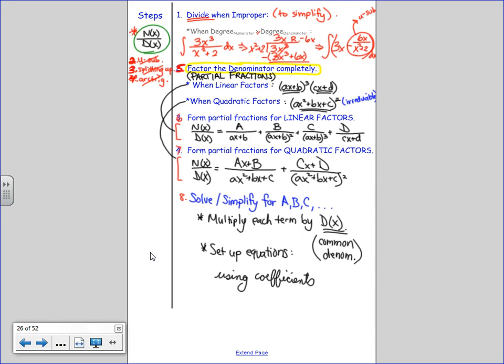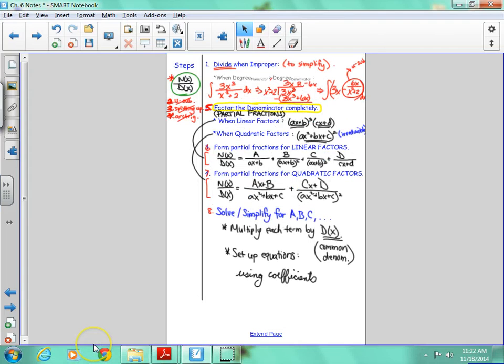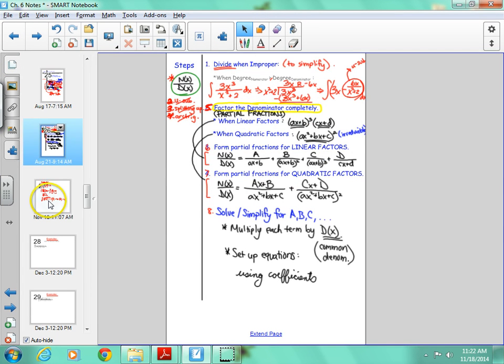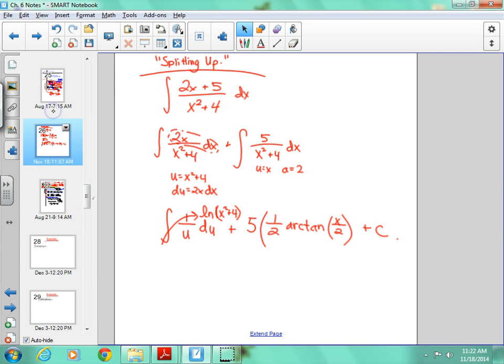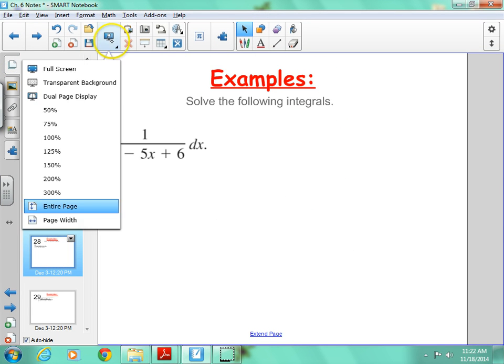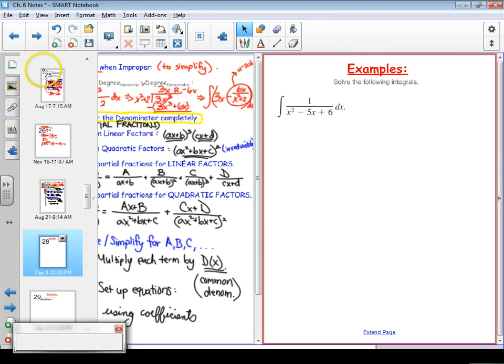So let's try one, okay? It's difficult to understand a step in the abstract. So it's going to be helpful if we can do it with a problem. So let's go here. Let's double page, and let's full screen.